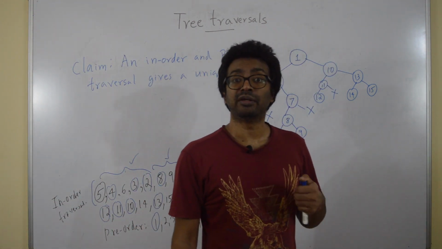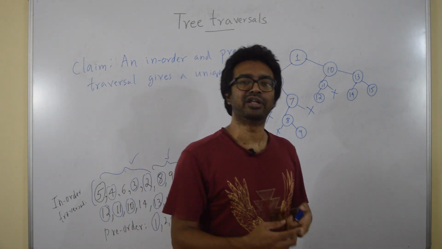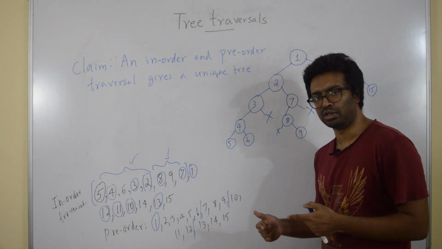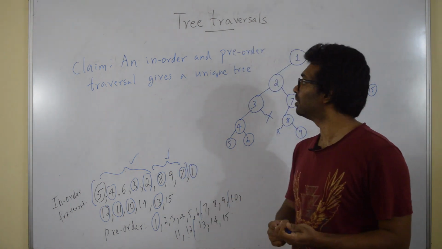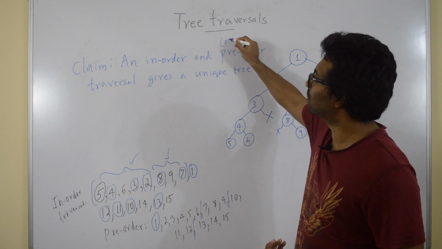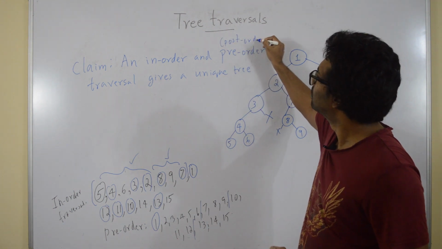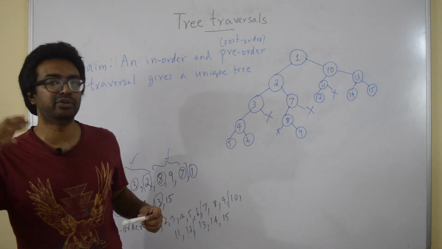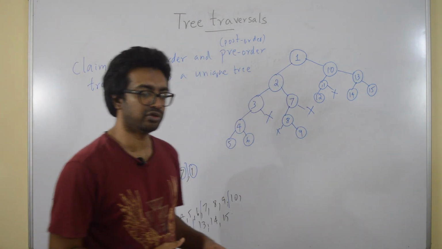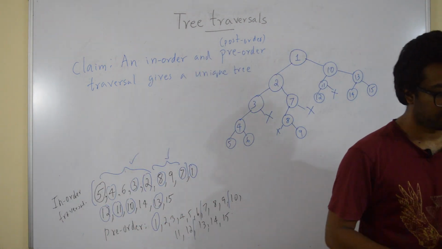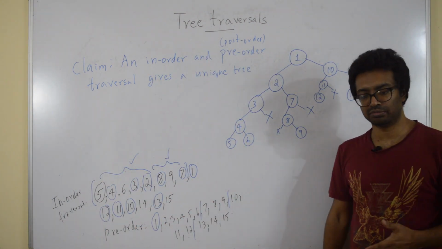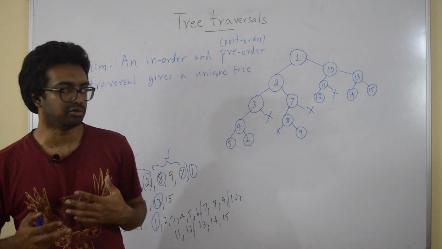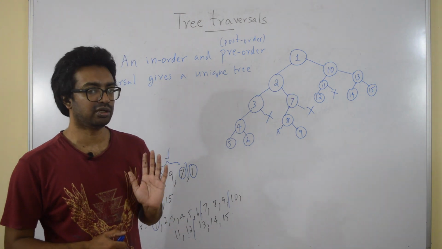What about in-order traversal and post-order traversal? It's going to be symmetric, right? Pre-order is symmetric to post-order. So the same thing happens with an in-order and post-order also. An in-order traversal and post-order traversal also gives me a unique tree. This is an exercise for you. You can try this out. You can try to give an algorithm on how to build a tree from an in-order and a post-order traversal. That's an algorithm which you should try doing.